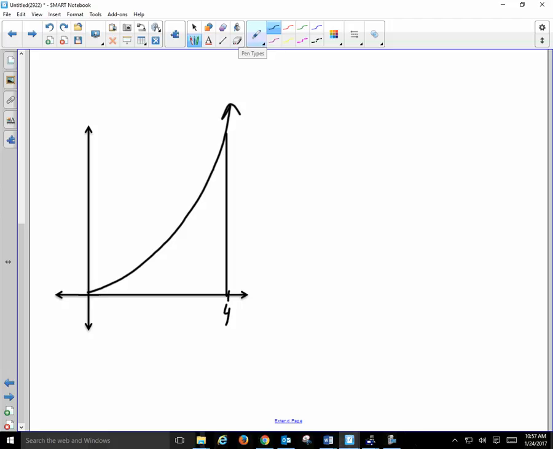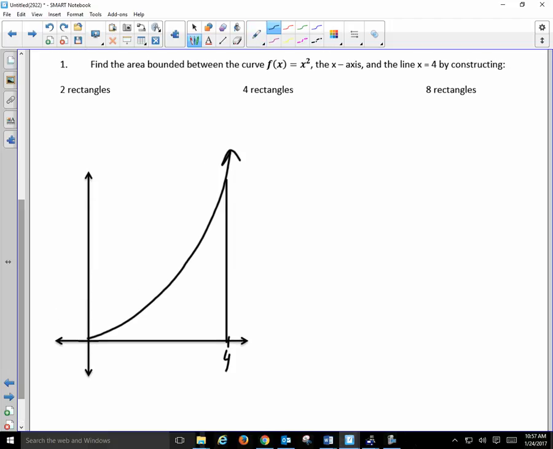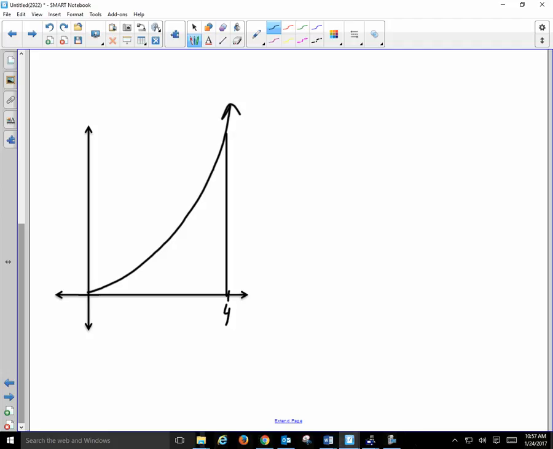Is everybody okay with this so far? Okay. I want to start by dividing it up into two rectangles. What is the total width of my interval right now? 4. So if I draw two rectangles, what's going to be the width of each rectangle? 2. So therefore, from 0, I go over to 2, and then I go over to 4.